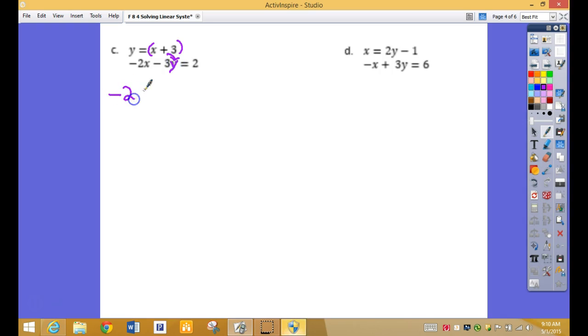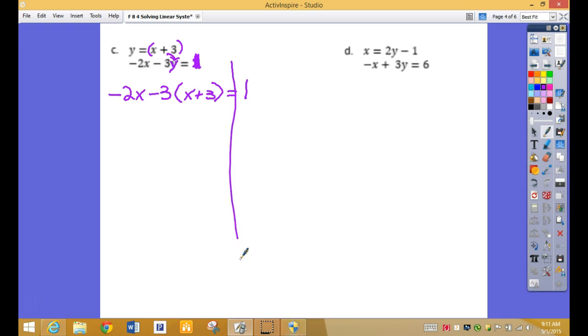Negative 2x minus 3 times the parenthesis x plus 3 equals 1. Ours is 1, yours is 1. Interesting. Okay, equals 1.